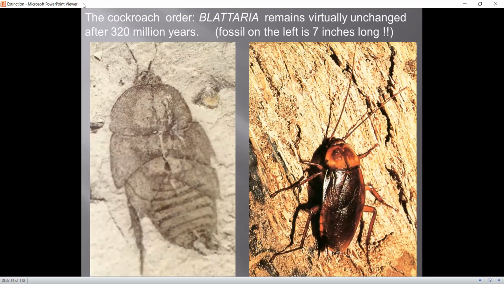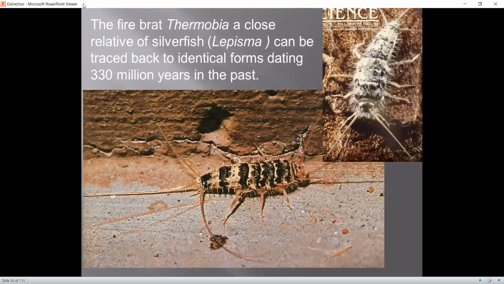Cockroaches, a modern one here. The one on the left is huge, 6 or 7 inches in size. But for all intents and purposes, the details are there. It's still going on. You go back, we're at 330 million years.